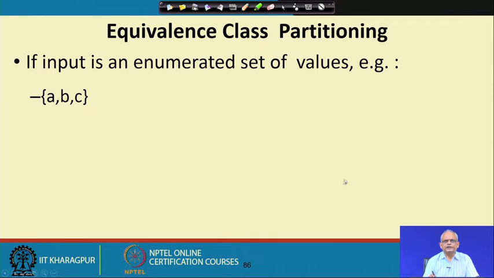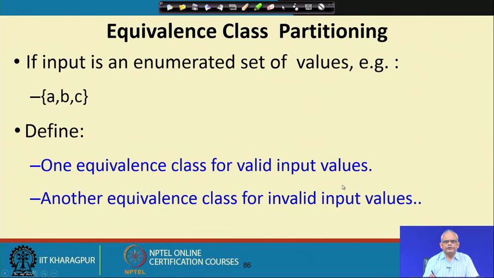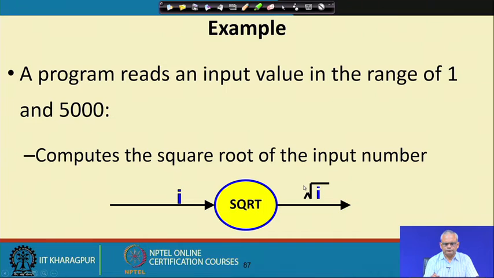Similarly, if we have a set of values like A, B, C, we find one equivalence class which is valid and another which is invalid, and then we will pick up one value here like B or C or something, and something which is not part of here, maybe F or something. Now, let us look at another example.